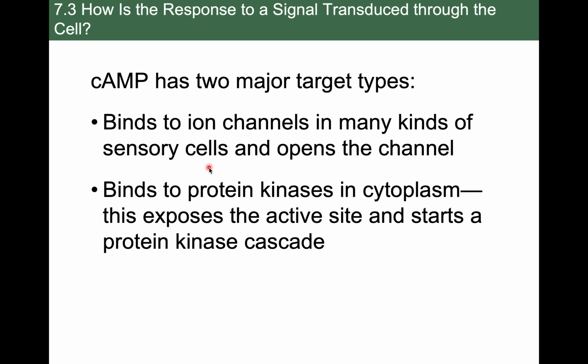Now, what does cAMP do? Well, it's got two main targets inside of cells. One is it will commonly bind to ion channels and open those gated ion channels. And then it can often also bind to protein kinases, those enzymes, right, that like to add phosphate groups to other molecules, and basically activate those kinases. So it can start some of those kinase cascades that we were talking about, or phosphorylation cascades.